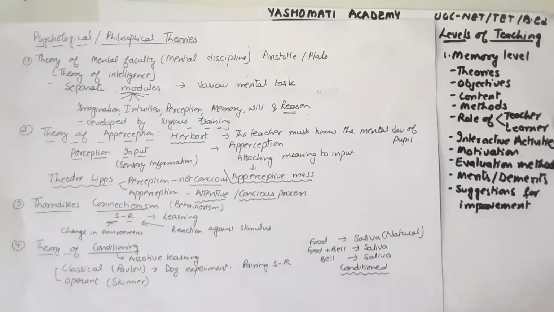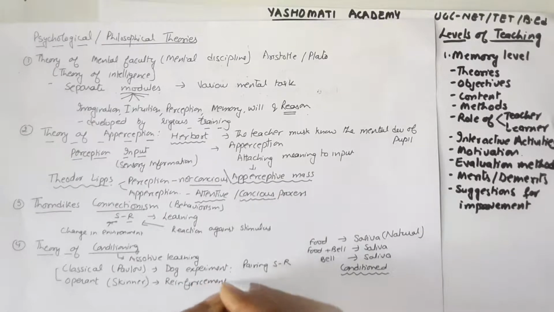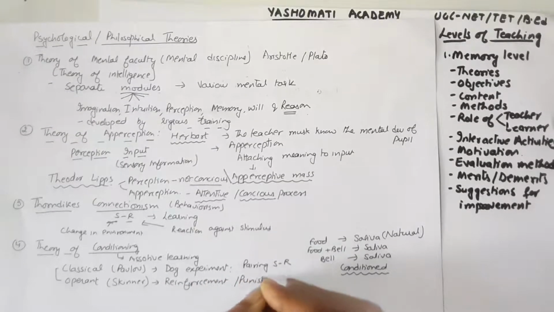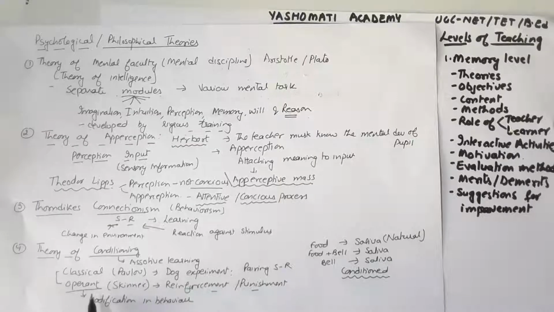According to Skinner, the learning cannot be as simple as just pairing of stimulus and response. And he proposed the role of reinforcement and punishment in forming the stimulus and response bond. Here the meaning of operant is modification in the behavior. Whatever behavior we want to modify, that can be done by reinforcement or by punishment.